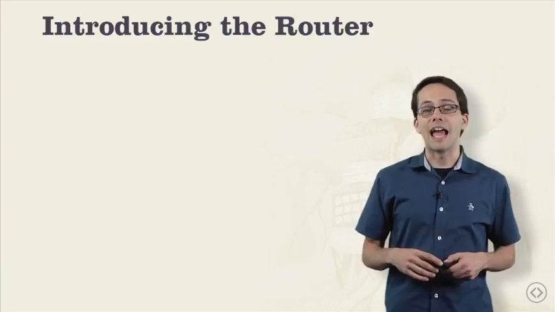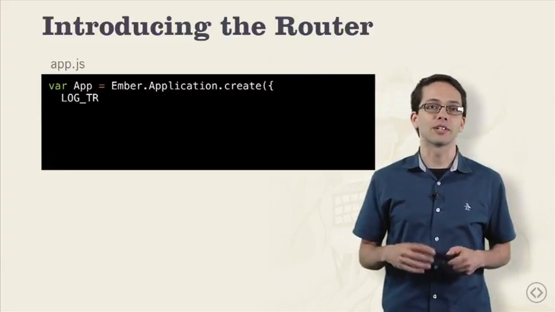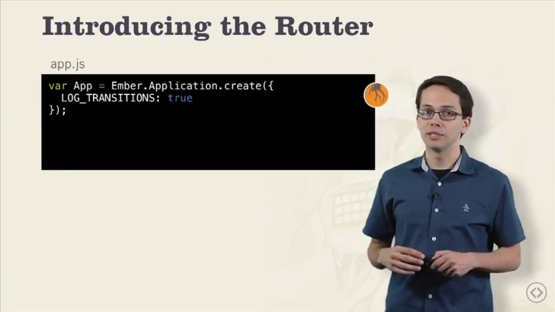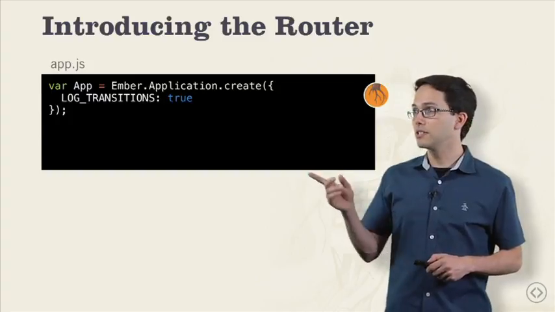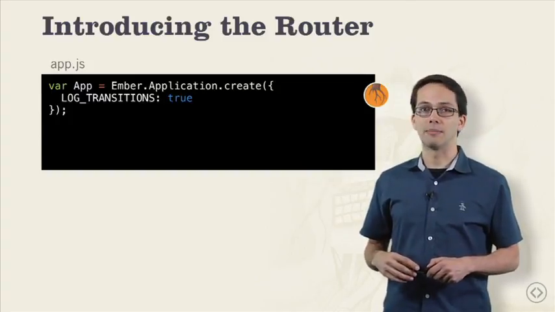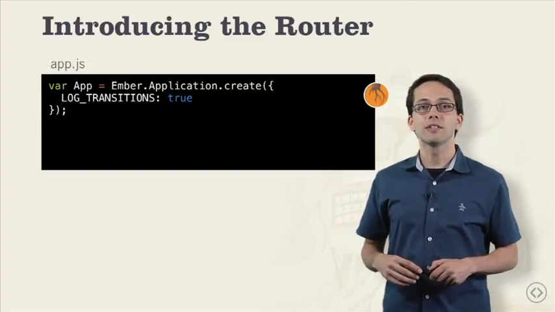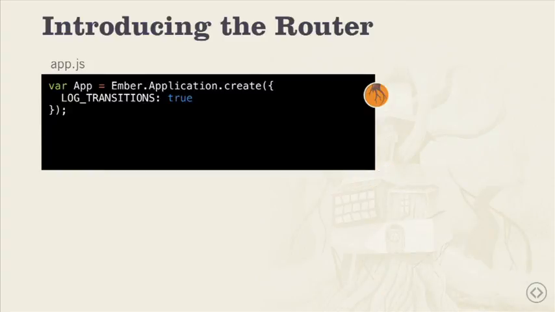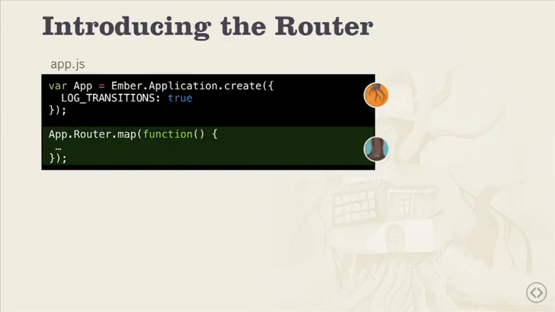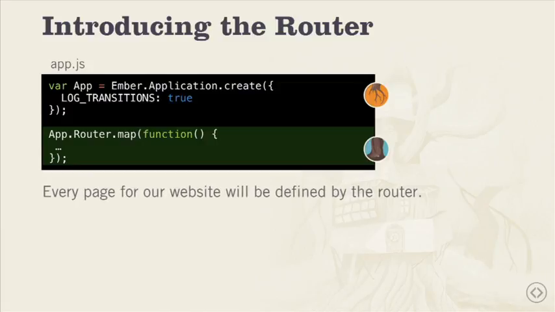Here we are back in our app.js. This is where all of our custom JavaScript goes to build our Ember application. And as you can see up there at the top, we have our Ember application. Now let's build a router. To start defining routes in our application, we simply write App.Router.map and pass in an anonymous function. Every page in our website will be defined by the router.